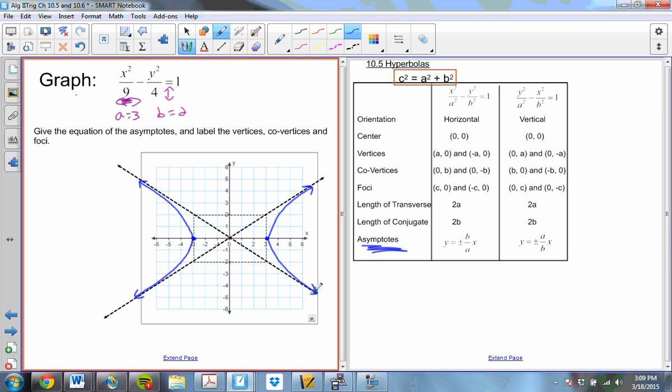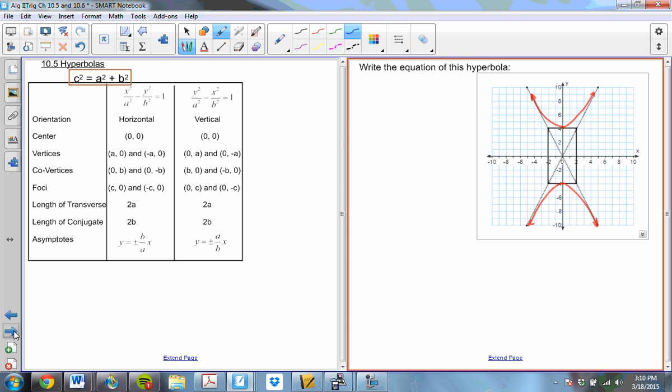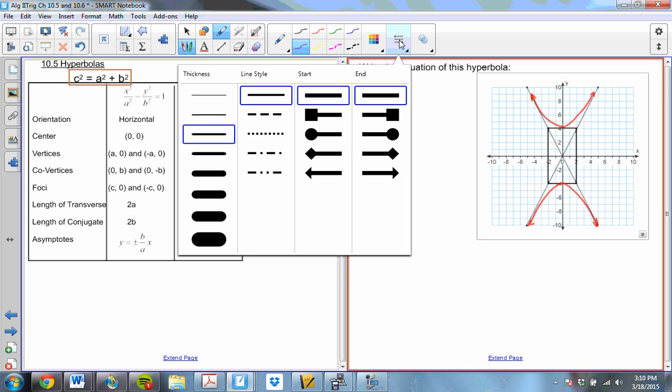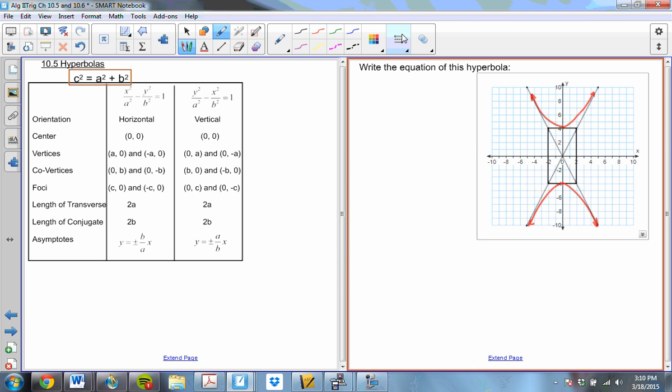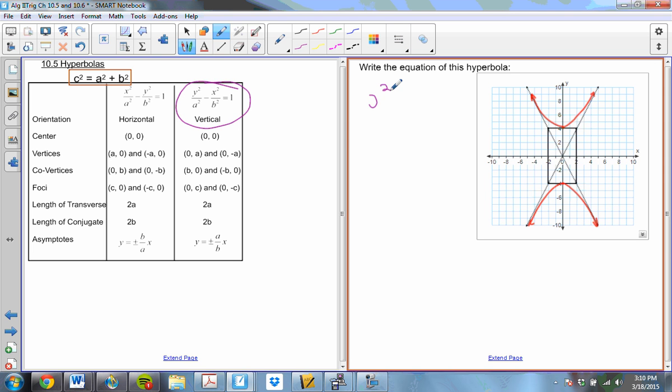If you move around the center, had I thrown in an h and a k, it gets much more complicated, and we're not going to worry about that. We'll leave that for another time. So here, I've been given a hyperbola. I want to write its equation. Well, this hyperbola has a vertical orientation. It's pointing up and down. So I know it's going to be this formula over here: y squared over a squared minus x squared over b squared equals 1.